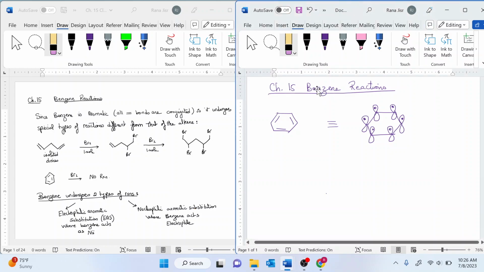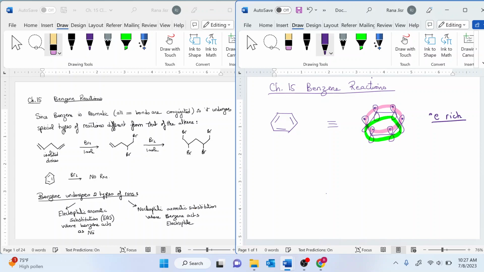In this chapter, we will consider benzene reactions. In the previous chapter, we've talked about the properties of benzene and how benzene is unique in terms of stability. Benzene is aromatic, and the reason why it's aromatic is because it is made up of 6 p orbitals that overlap above the ring and below the ring. That is going to create an electronic cloud in there that is going to make benzene electron rich.